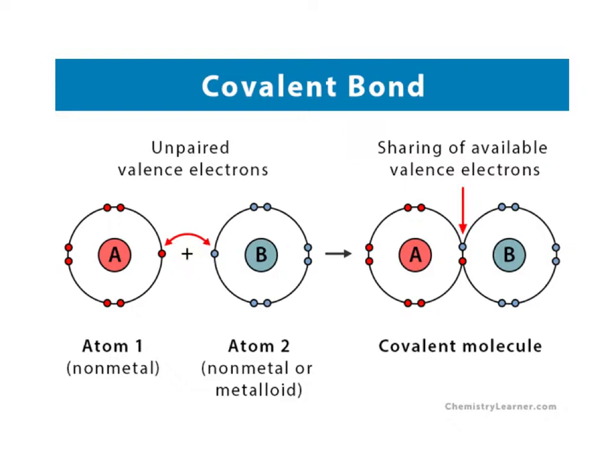In a covalent bond, what happens is that unpaired electrons in one atom pair up with unpaired electrons in another atom, so that we form a pair of electrons that's shared between the two atoms. And the way that we represent shared electrons is by drawing a line between the two atoms. So this line indicates two electrons that are shared between the two atoms.